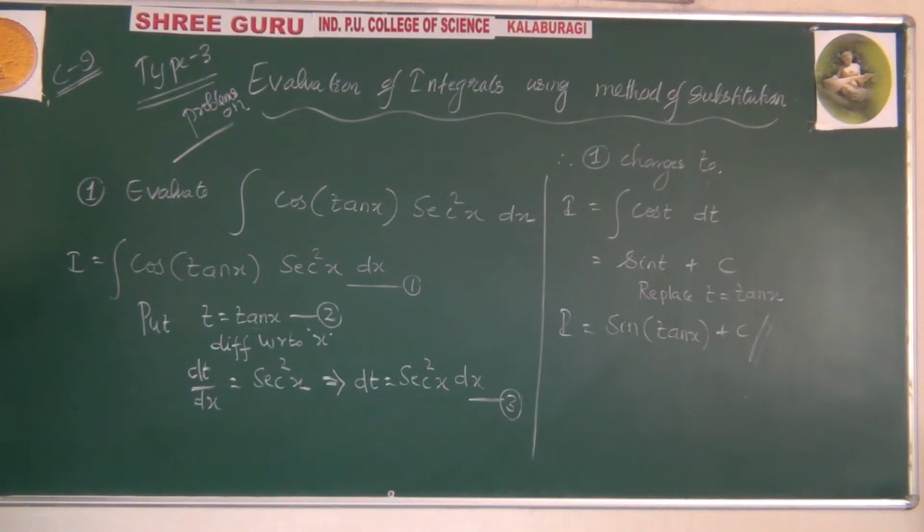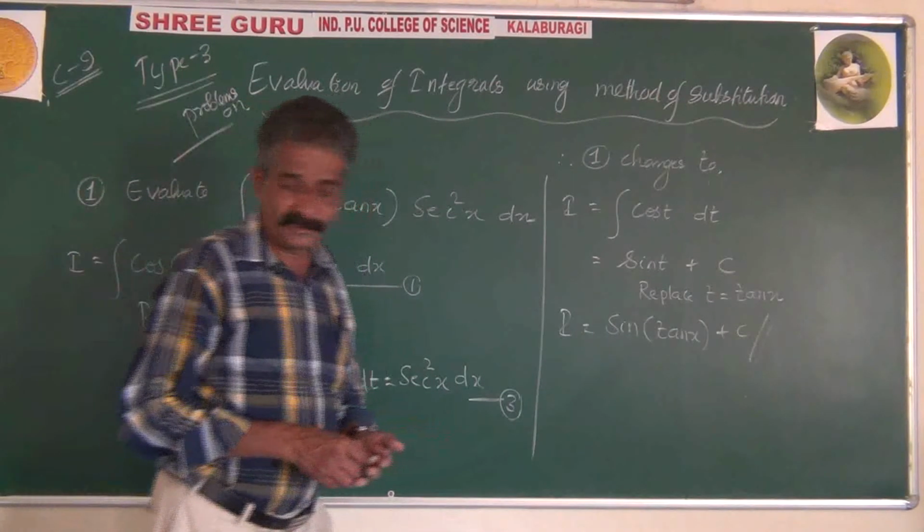So here the substitution was very crucial. That substitution must be for the appropriate function. That appropriate function is tan x because there is support of secant square x. Next problem.